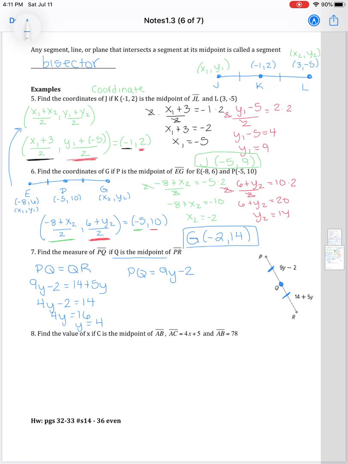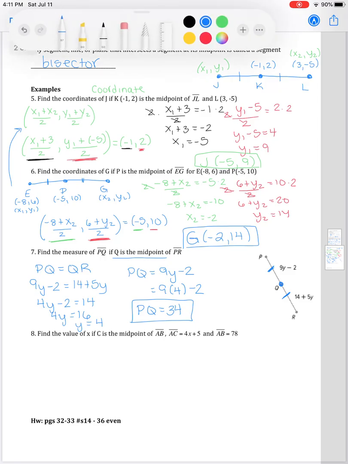Now the question, though, is not asking for y, it wants to know what PQ is. So PQ is 9y minus 2, which is 9 times 4, 36, minus 2, which makes it 34. So PQ is equal to 34.